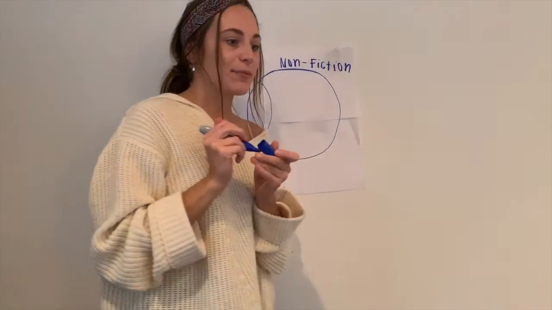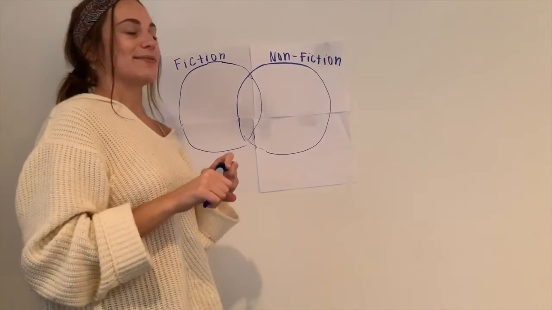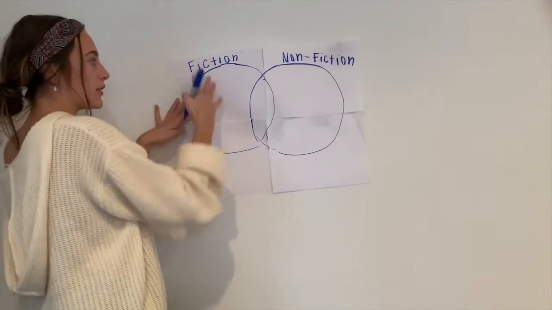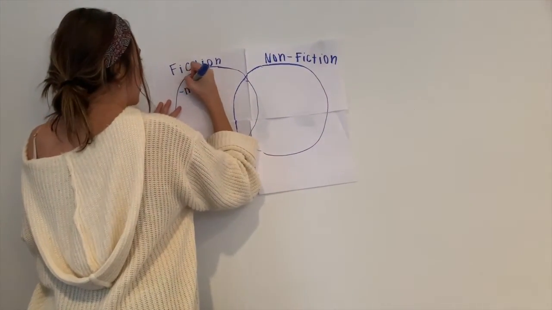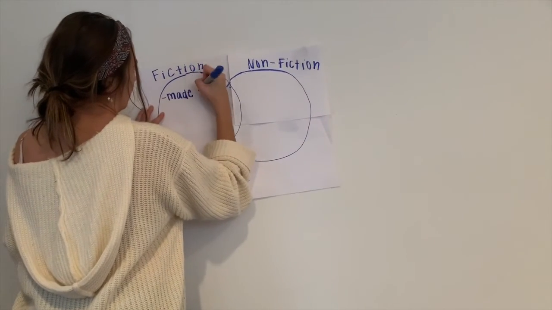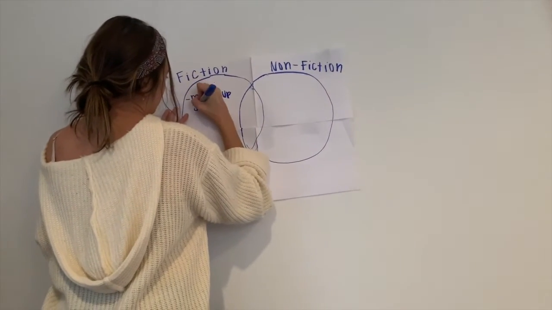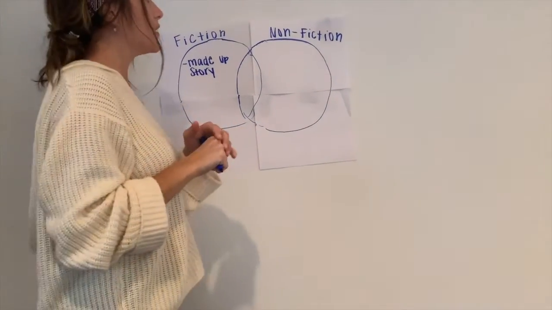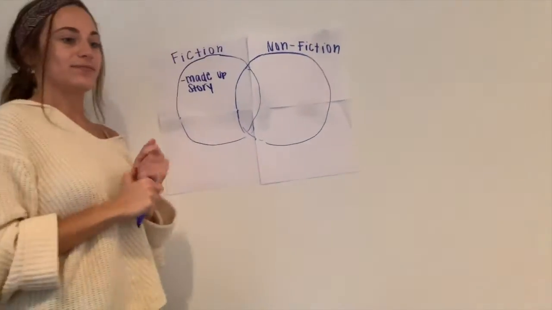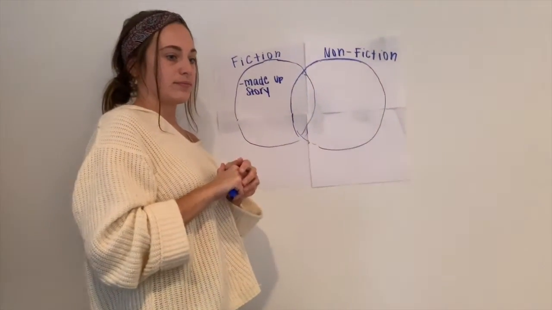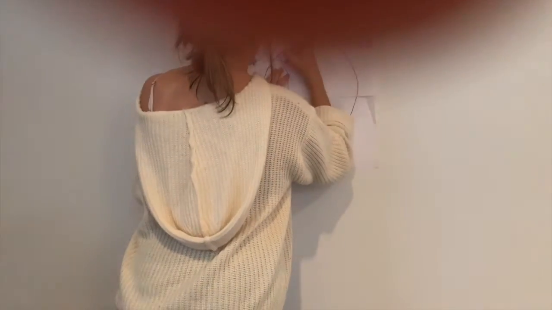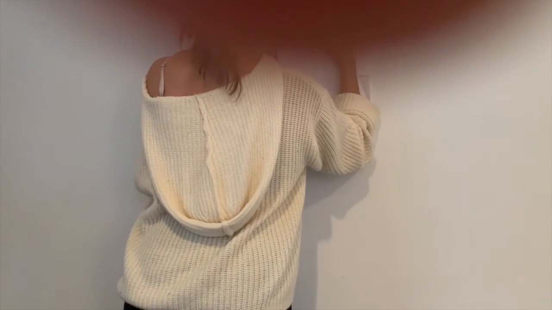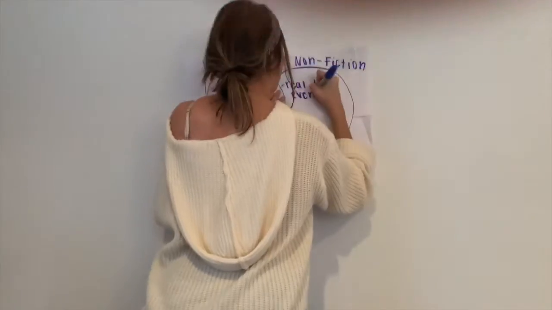So class, can someone tell me what they know about fiction text? Fiction is a made-up story. Good, perfect. So we're going to put that over here on the fiction side. Made up story. Now, can someone tell me maybe an element of nonfiction? Nonfiction texts are things that really happened. So nonfiction is real life events, things that happen in real life.